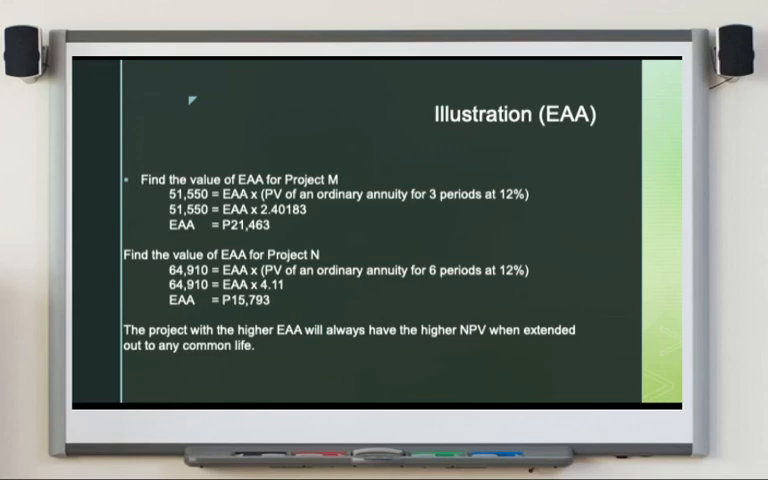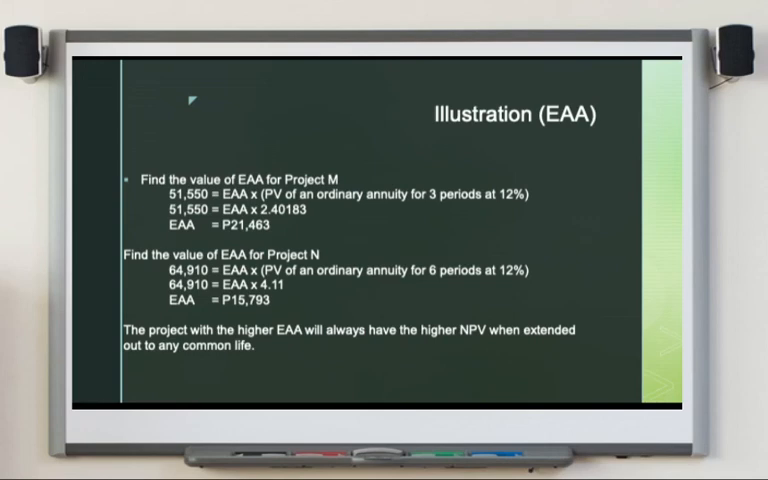Okay, and then we simply combine similar terms, and since we don't have any variable remaining here, we simply divide both terms by 2.40183, and we will arrive at an EAA value of 21,463. Following the same procedure for project N, we will arrive at an EAA value of 15,793. The project with the higher EAA will always have the higher NPV when extended out to any common life.